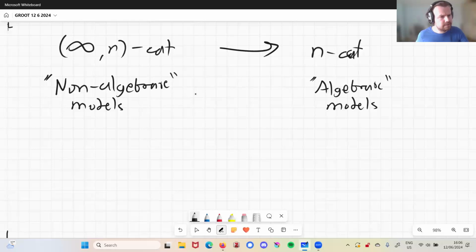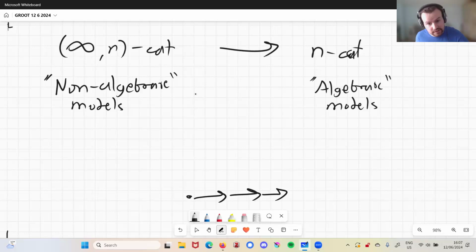Now, why do I call these names? Well, in a general higher category, if you have a chain of morphisms like this, for instance, which you can expect to have, you would want to know, for instance, what the composite of these three morphisms is. And algebraic or non-algebraic models, I give them these names because they have different answers to this question. In an algebraic model, you would expect to find a particular composite of the three morphisms. But you'd also expect to find other composites.